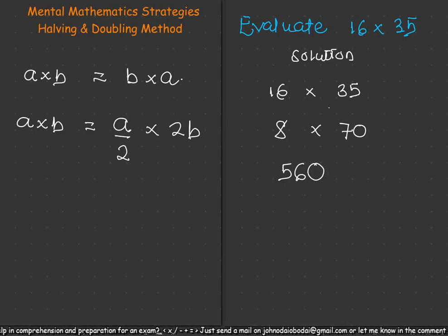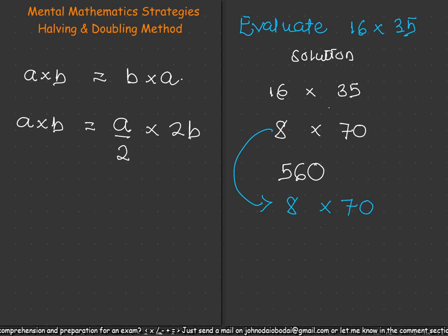Well, you could have also decided to go on with your halving and doubling. So at this stage, we had our 8 times 70, right? So the half of 8 is 4. Then if you double 70, that gives you 140. You can still proceed if you so wish.